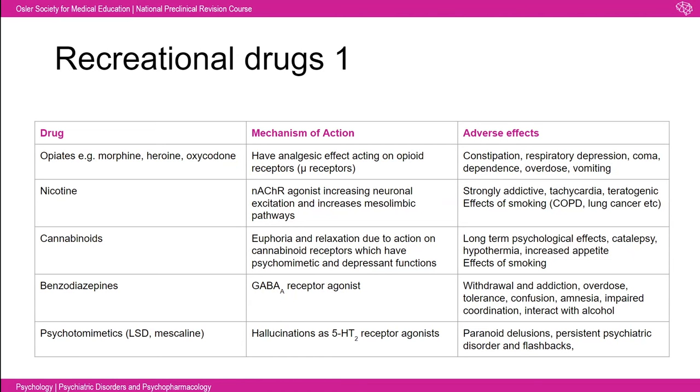Then you've got your cannabinoids, so that's marijuana, smoking cannabis. The effects are usually euphoria and relaxation due to the action on cannabinoid receptors, which have psychomimetic and depressant functions. Then your adverse effects are long-term psychological effects, catalepsy, hypothermia, and increased appetite, and obviously the effects of smoking again. But these are actually much less addictive than some of the other drugs that we've discussed, which is worth knowing about, because compared to nicotine, it's much, much less addictive.